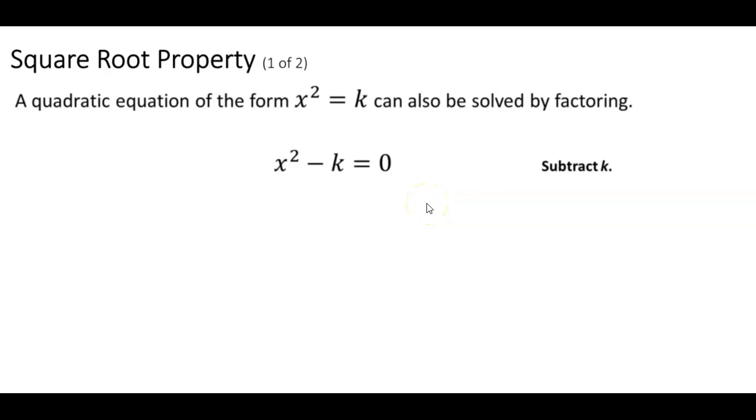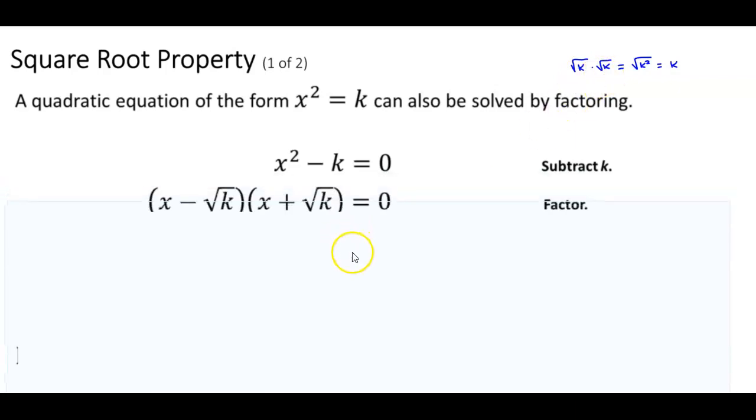So if you recall, the square root of k times the square root of k is the same thing as the square root of k squared. And what do you have to square to get k squared? Well, that equals k. So that means that we can factor this by using the square root of k and the square root of k. So you can see here that we're factoring this by turning this into x minus the square root of k times x plus the square root of k, and that's equal to 0. So we factored this into this form.